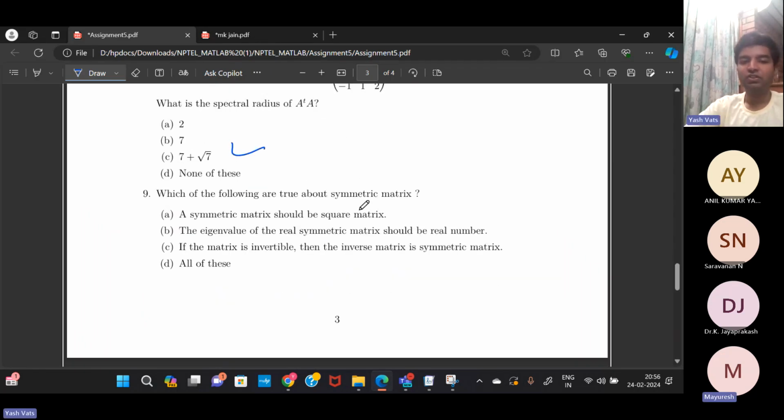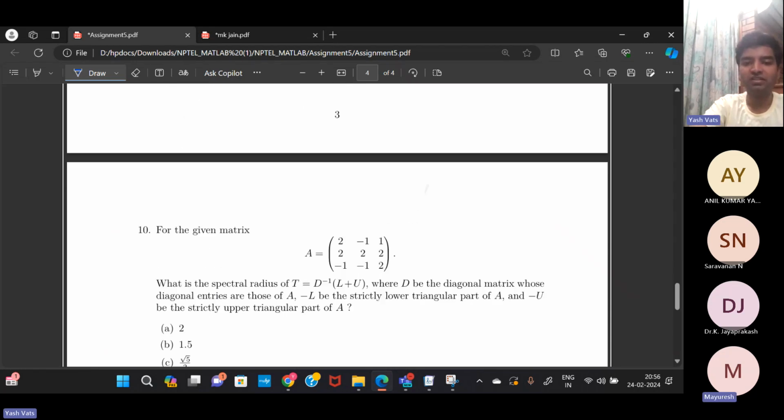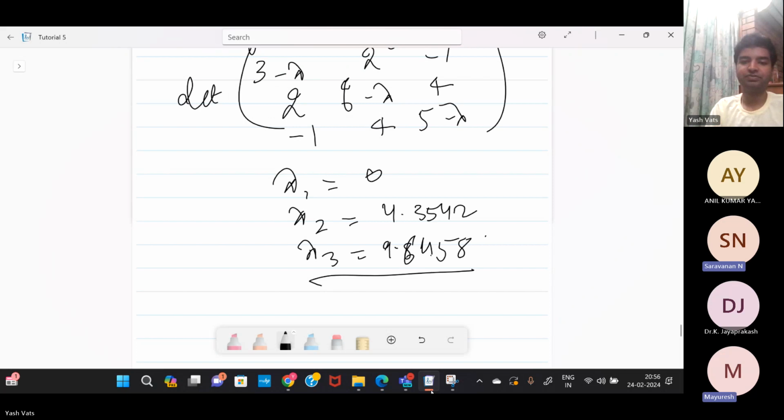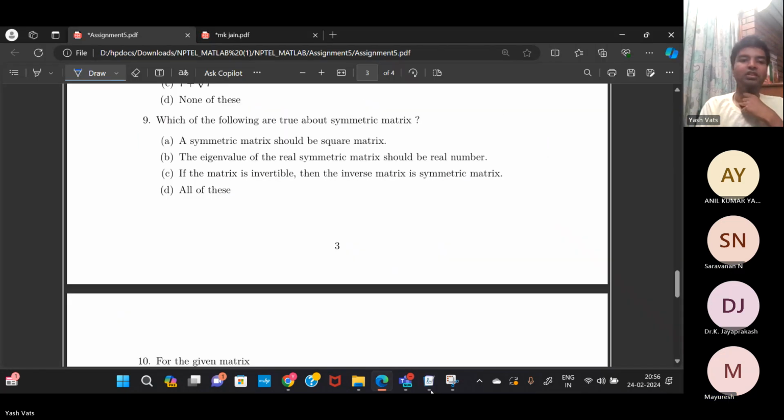Which of the following are true about a symmetric matrix? A symmetric matrix would be a square matrix. The eigenvalues of a real symmetric matrix should be real numbers. Can we see the matrix answer once again? Sorry for the earlier answer.